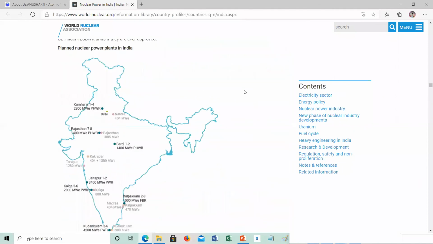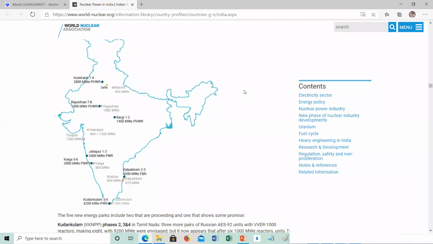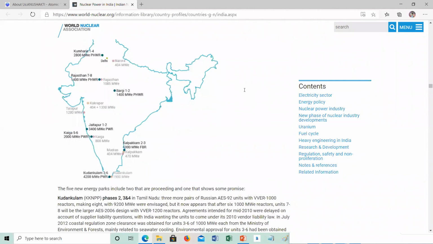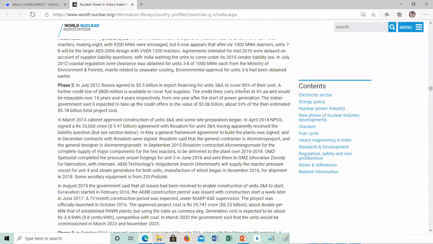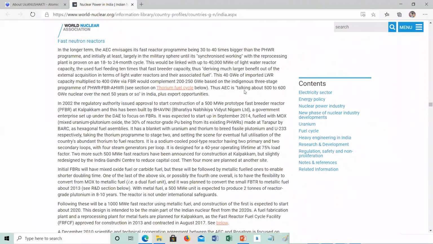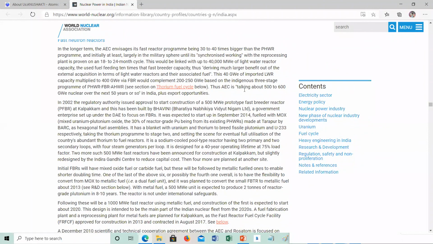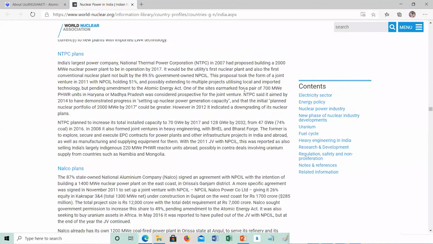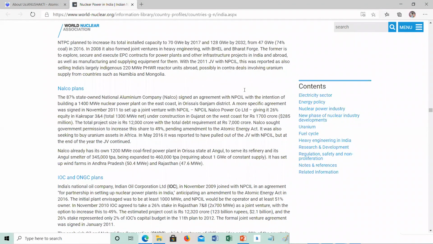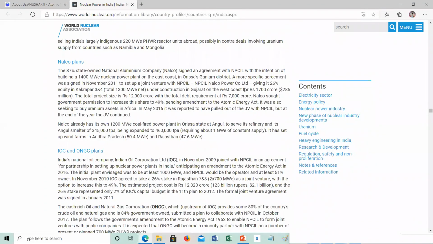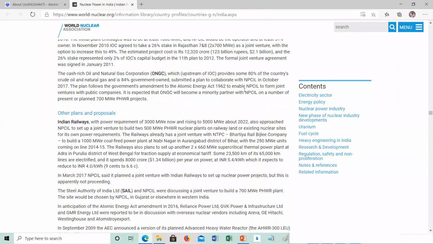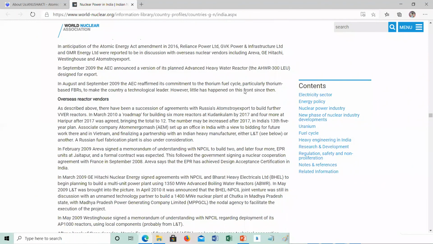This map gives information about nuclear power plants in India. In future, the capacity of the power plants in India is going to be increased in the next stage.